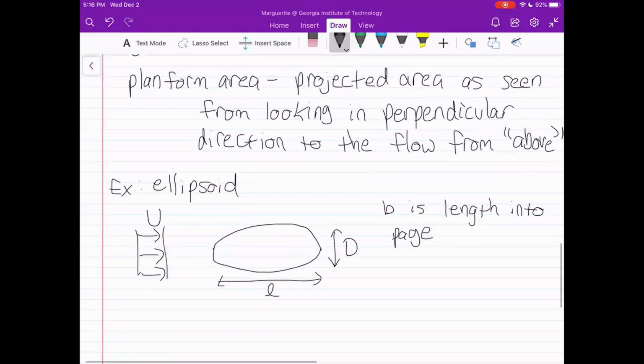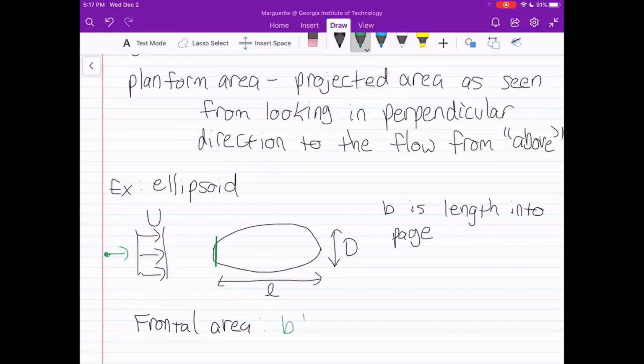Okay. So the frontal area, again, we're going to be standing right here and looking this way for the frontal area. And so I'm interested in this front part and what that's going to look like. That's going to be the dimension into the page and then the height. So this is BD.